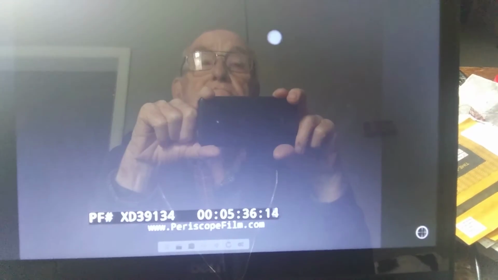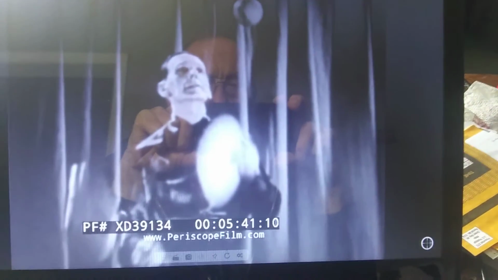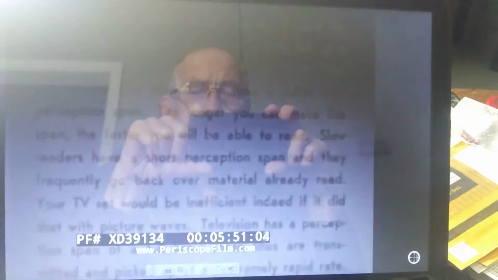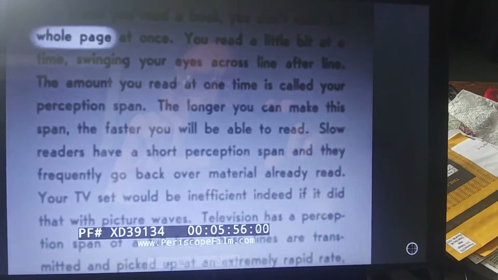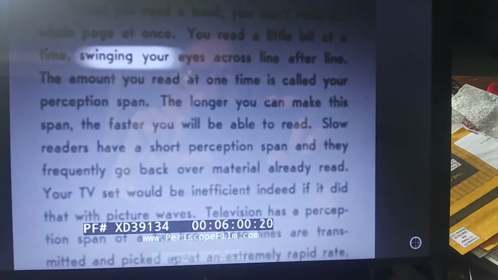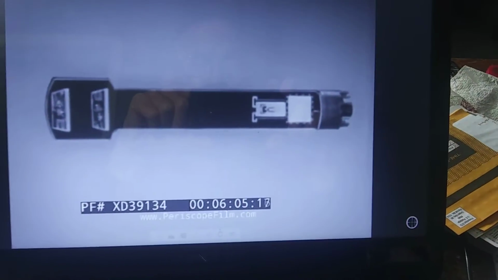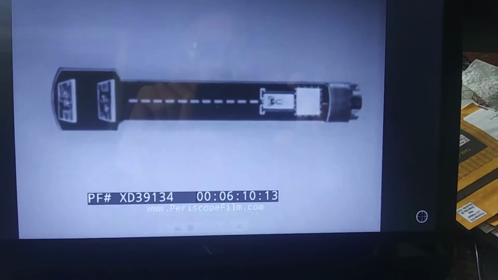But television is more than a gray dot. It's a whole picture. And it moves. To understand how television makes pictures that move, think of this. When you read a book, you don't read the whole page at once. You read a little bit at a time, swinging your eye across line after line. In the TV camera tube, the beam of electrons can do much the same.